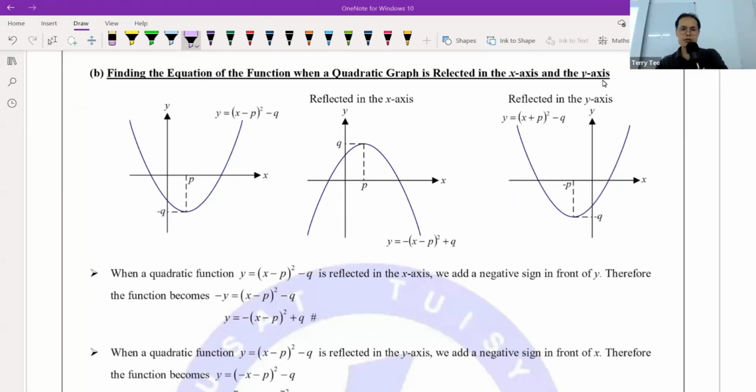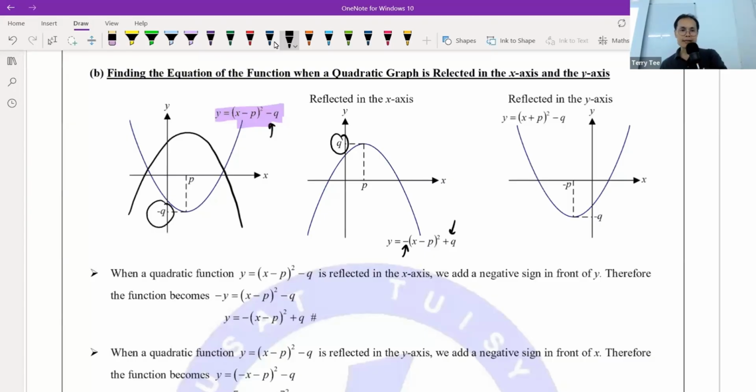Okay. The last question from this chapter is the idea of reflection in the x-axis and y-axis. Whenever you have a quadratic function with a minimum, when you reflect in the x-axis, the whole graph is turned upside down. So before this you have a minimum, it now has a maximum. By putting a negative in front, your coefficient of x squared, your a, becomes negative. And the minimum value, which I purposely wrote as a negative q, becomes positive q. The maximum is now q.